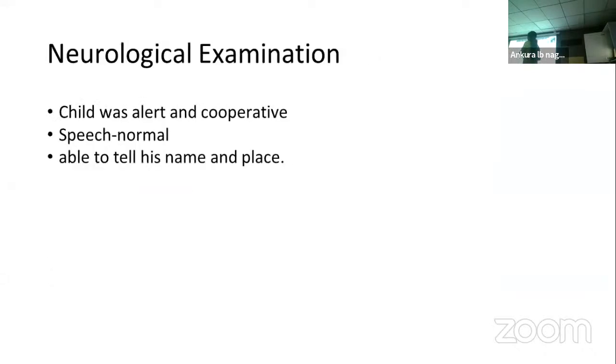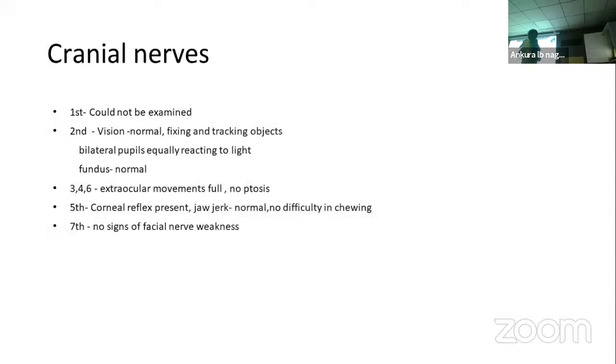Neurological CNS examination: the child was alert and cooperative, speech was normal, the child was able to tell his name and place. If there were telangiectasias in the eyes, what could be the likely disease? Ataxia telangiectasia, right? Cranial nerve examination, there was no cranial nerve involvement also. Okay. Fine.